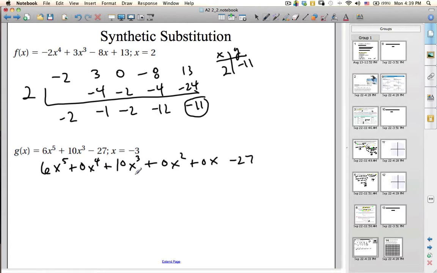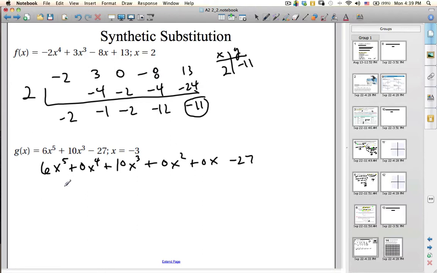Right? And you can see this is a 5th degree polynomial. That means I'm going to have 6 terms: 1, 2, 3, 4, 5, 6. I'll always have one more term than the degree. Here was a 4th degree. I have 1, 2, 3, 4, 5 terms.